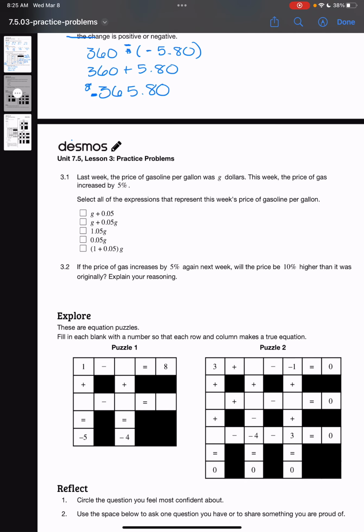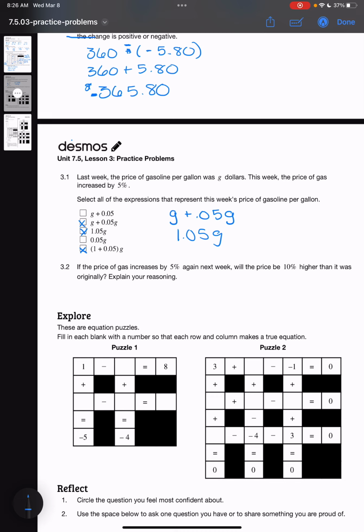It says last week the price of gas was G dollars. This week the price of gas increased by 5%. Select all of these that represent the price of the gas. So we have the gas plus an additional 5% of the gas. So this one would work. This one would work. And I could combine these to be 1.05G. All three of these would work.